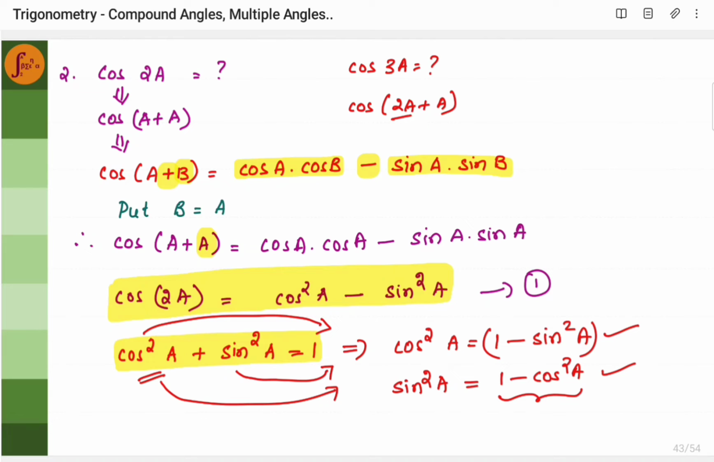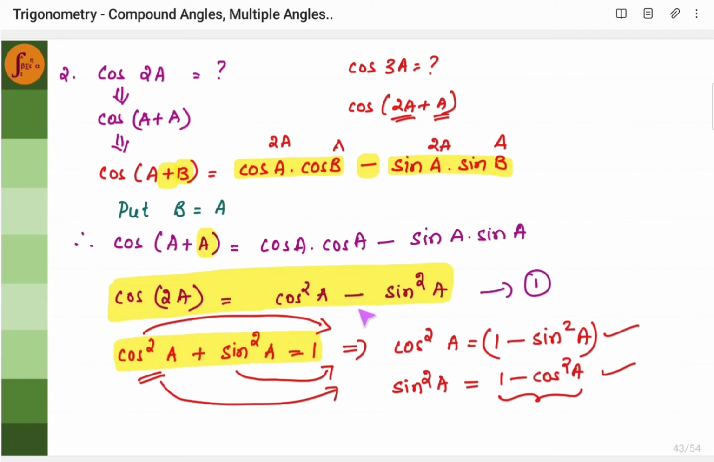Only difference is instead of a, I have 2a. Instead of b, I have a. So I substitute everywhere. I'll put 2a here. I'll put a here. Then you get cos 2a. Here, what is cos 2a?